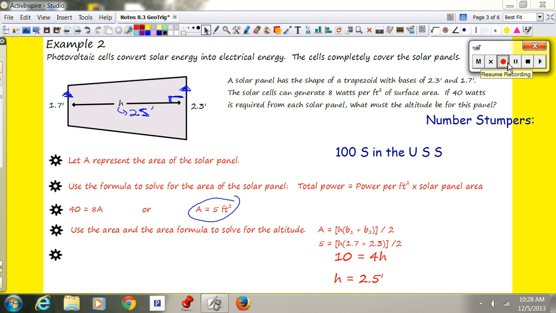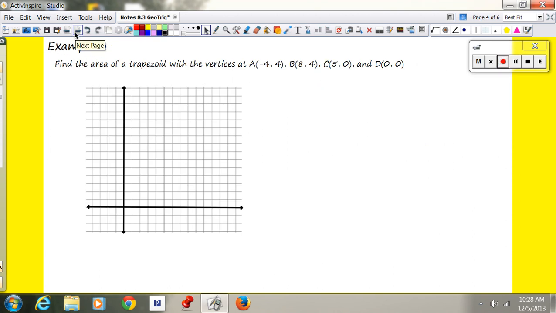Okay, page 4, probably on your back side. It says find the area of a trapezoid with vertices at these 4 points. So plot those 4 points and see what you get. I bet I can plot mine faster than yours. Ready, set, go. I win. Sorry, I'm a speed plotter and a speed drawer, so got you guys.